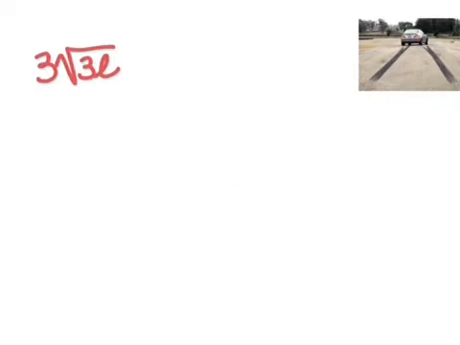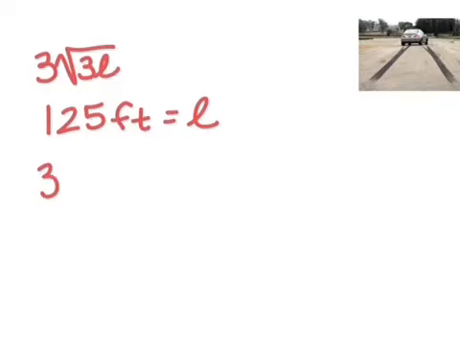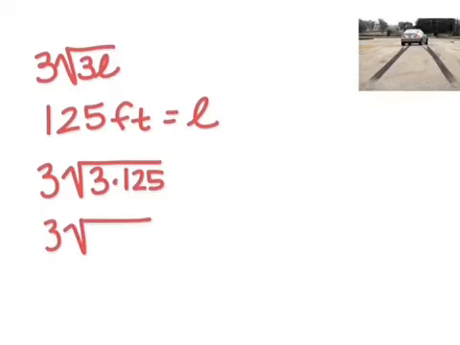In the next part of the question, let's say that the skid marks are 125 feet long. So that's our value of L. So let's substitute L into our equation. 3 times the square root of 3 times 125. Once again, we're going to multiply. So 3 times 125, which is going to be 375.